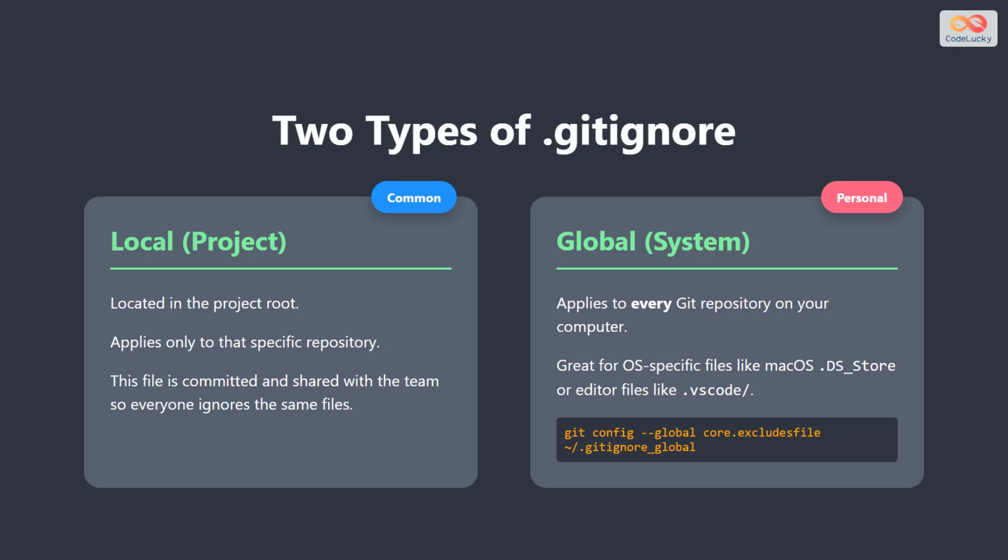Most Git Ignore files are local, meaning they live in your project and are shared with your team. However, you can also set up a global Git Ignore file on your computer. This applies to every repository you create and is perfect for ignoring system files that your teammates might not care about.